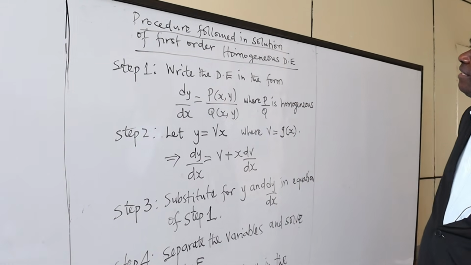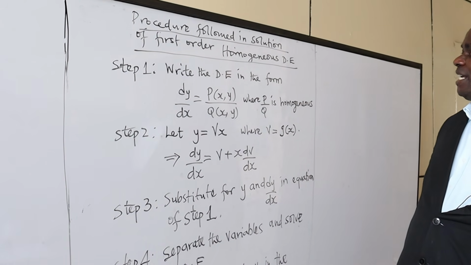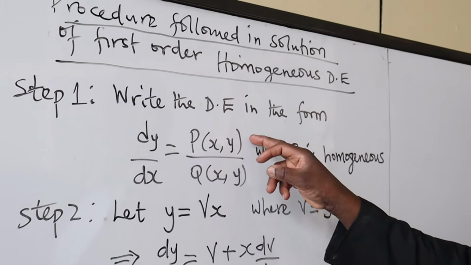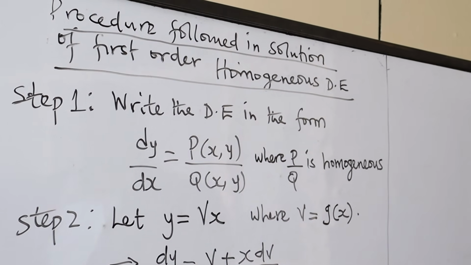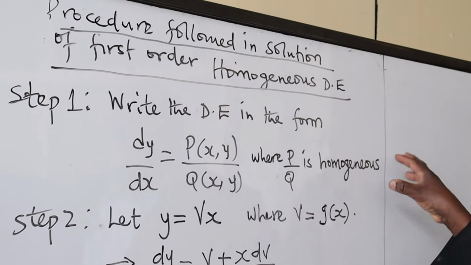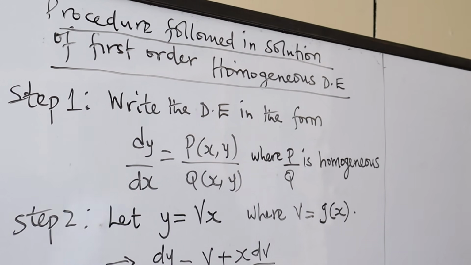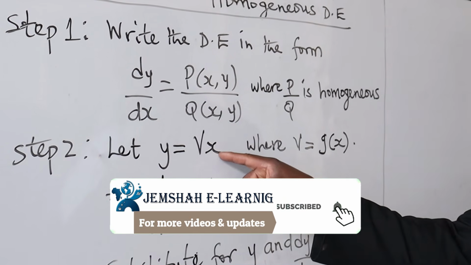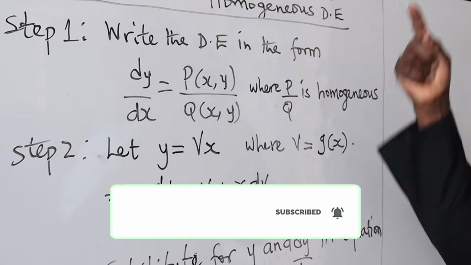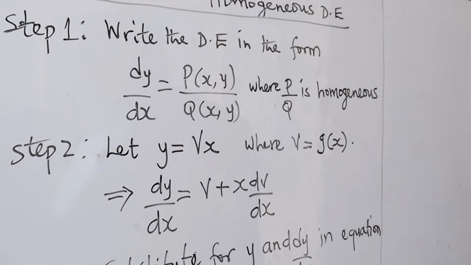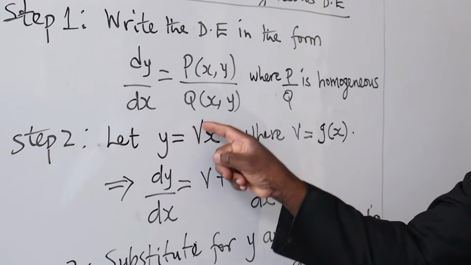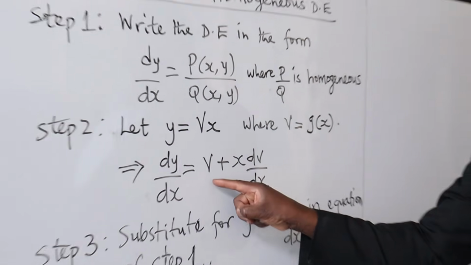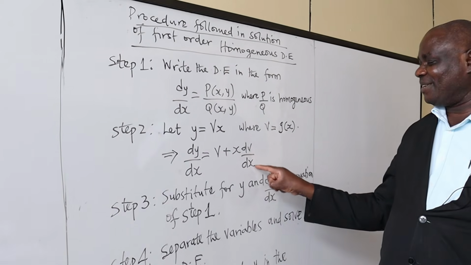Procedure to be followed in a solution of first order homogeneous differential equation. Step 1, write the DE in the form dy/dx is equal to p(x,y) over q(x,y), where p over q is now homogeneous. Step 2, we now let y be equal to v times x, where v is another function of x, which we are calling g of x. This implies if y is equal to vx, by using the product rule of differentiation, dy/dx will be equal to v plus x dv/dx.